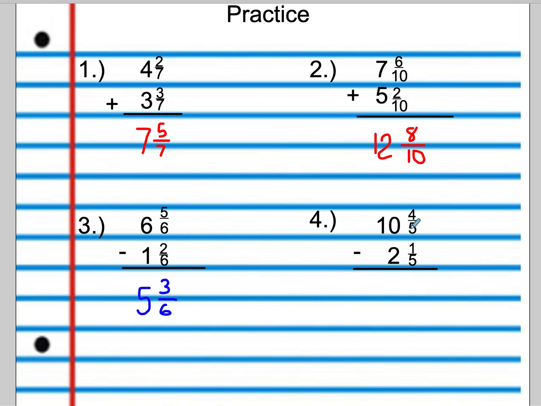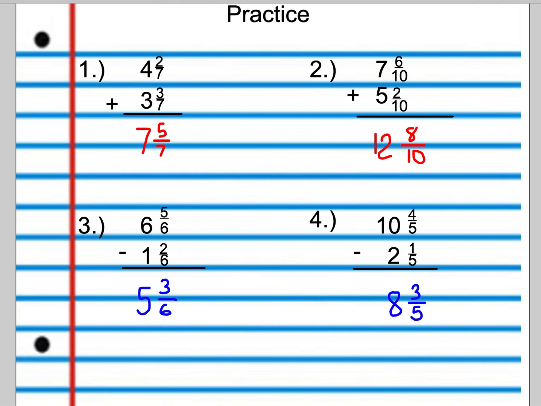Finally, we have 10 and 4/5. We're going to take the 4/5. They are common to the 1/5, so we can subtract. 4 minus 1 is 3, and the denominator stays the same. And 10 minus 2 is 8. So hopefully you did very well in those practice problems.